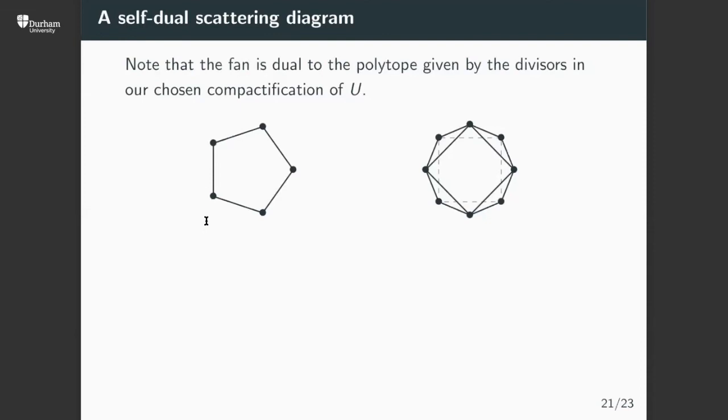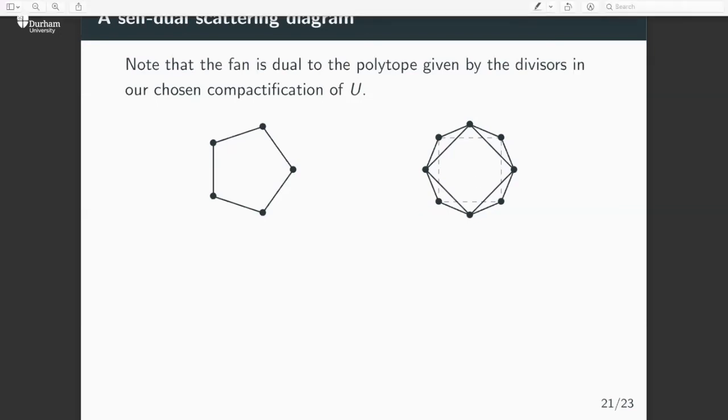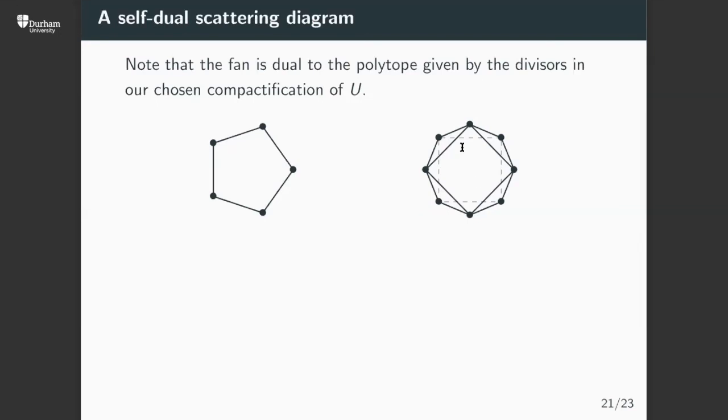And if you notice, the fan is dual to the polytope that was given by the divisors. So in the case of the Del Pezzo surface, the divisors at infinity formed a pentagon. And in the case of the affine V12, I had 10 divisors in the boundary, and they formed this polytope here, which had 8 copies of P2 and 2 copies of P1 cross P1. And the number of divisors in the boundary there is equal to the number of cluster variables I have in my cluster algebra. And that's more than just a coincidence.